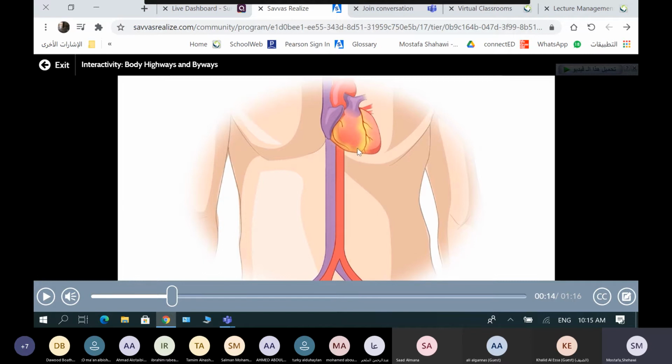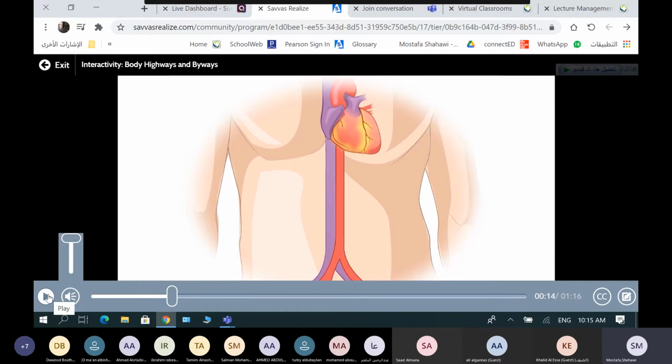And arteries, blood vessels, start in the heart and move the blood to each part of your body, to each cell in your body. This is the difference between arteries and veins. Arteries carry blood from the heart to each part of the body. Veins are the opposite, they carry the blood from the cells to the heart. This one is called the abdominal aorta.